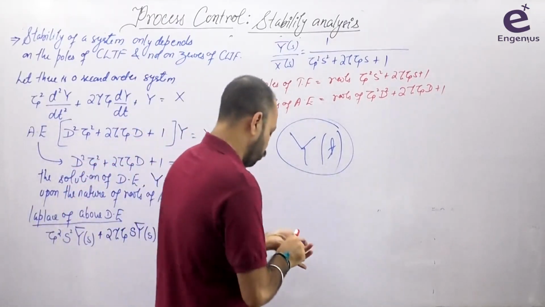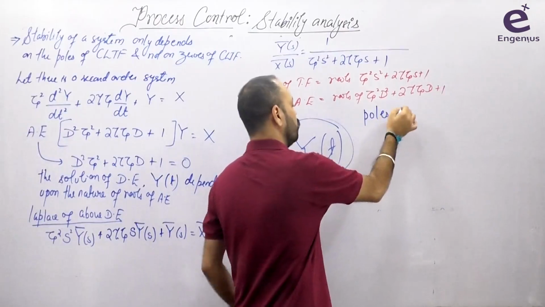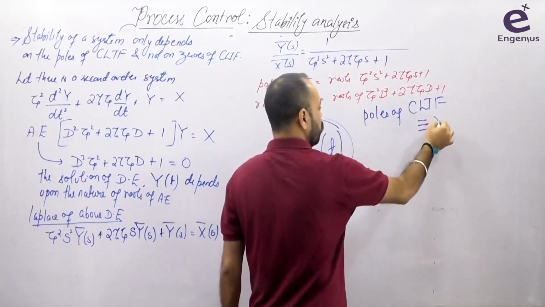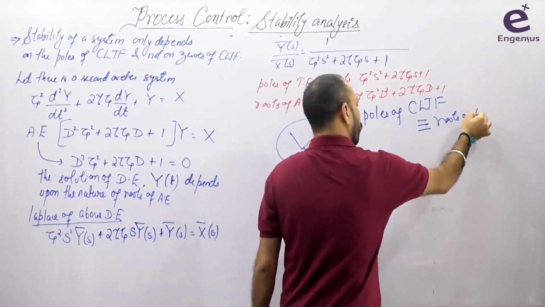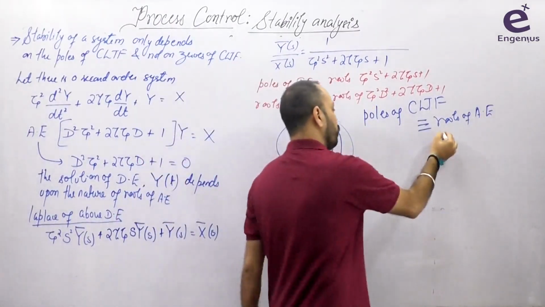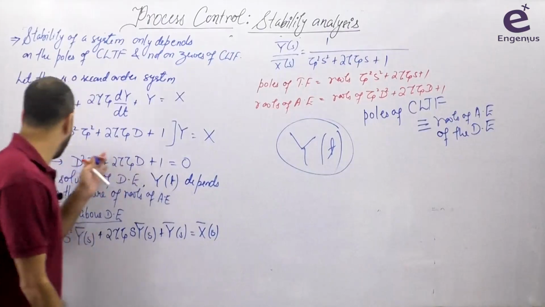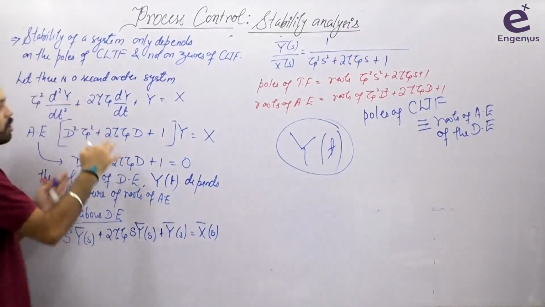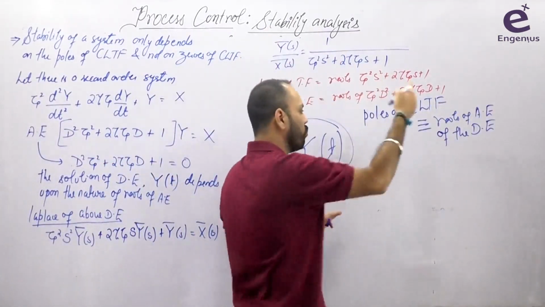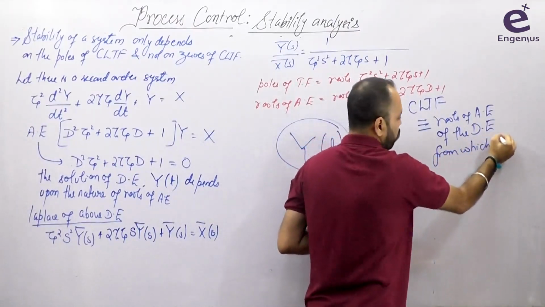Fine. Okay, what we have concluded now is that the poles of transfer function are identical to the roots of auxiliary equation. Which auxiliary equation? Roots of auxiliary equation of the differential equation from which the transfer function is obtained. So poles of closed loop transfer function are equal to roots of auxiliary equation of the differential equation from which the transfer function is obtained.